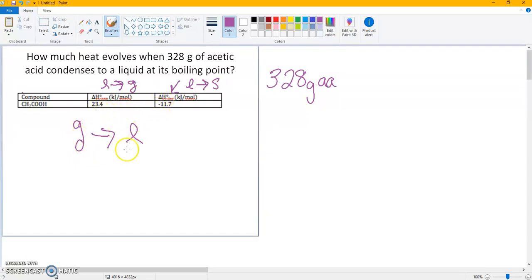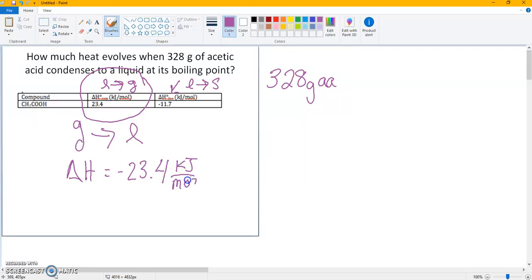So since I want to go from a gas to a liquid, I will be using the delta H of vaporization. However, since my delta H is positive when it goes from a liquid to a gas, when I do the opposite, when I go from a gas to a liquid, the delta H backwards needs to be a negative 23.4 kilojoules per mole. Okay? So whenever you're doing a phase change, it's always the same number, but you need to make sure that you have the correct positive or negative sign.